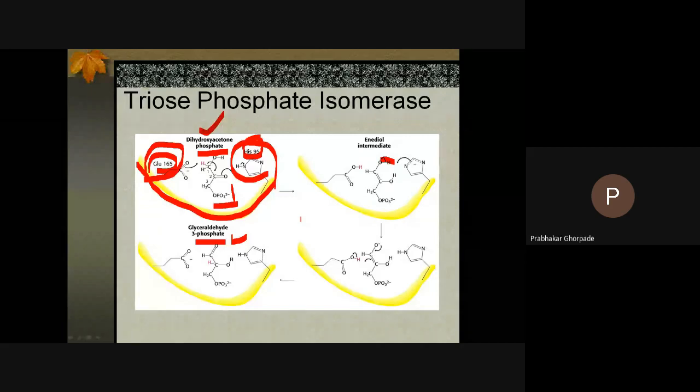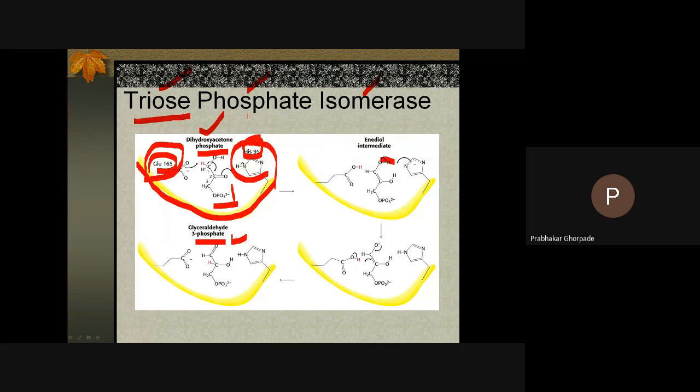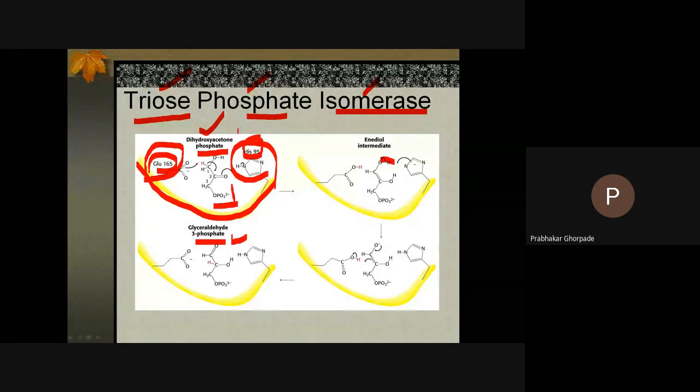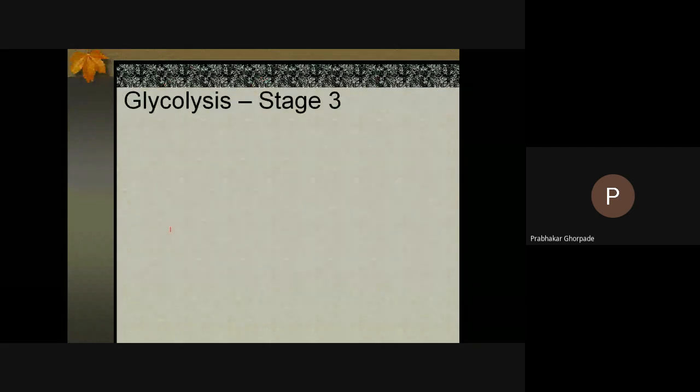The enzyme is helping to convert dihydroxyacetone phosphate to glyceraldehyde 3-phosphate, and the name of the enzyme is triose phosphate isomerase. The enzyme name also depends on which substrate is there. Triose means a 3-carbon compound, and there is a phosphate. So this 3-carbon compound with a phosphate gets isomerized: the ketone form is converted into the aldehyde form. That is the isomerization reaction in this case. So this is triose phosphate isomerase.